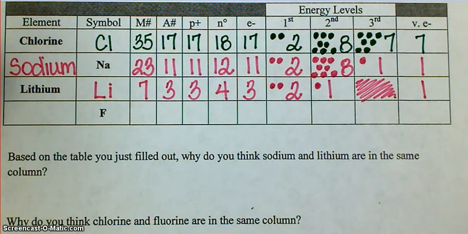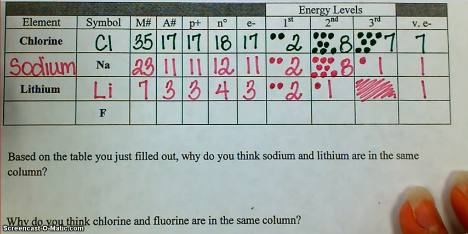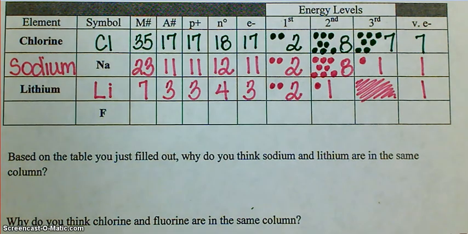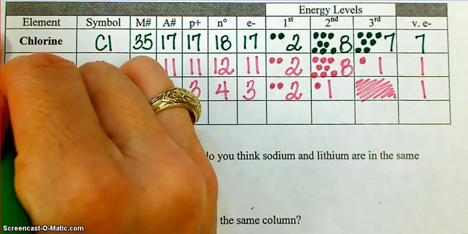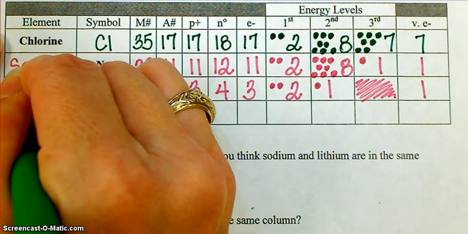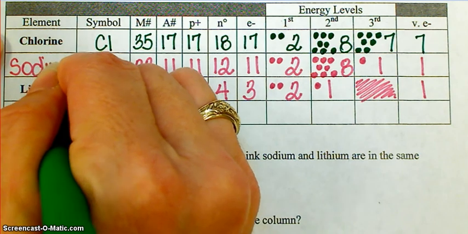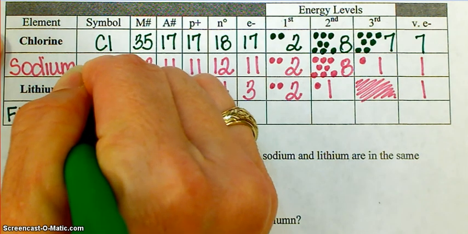Not on this one. Why did I do sodium and lithium in the same color? They have the same number of valence electrons and they are in the same vertical column. What do you think I'm going to do with fluorine? Do it in the same color that chlorine was. Why? They have the same number of valence electrons, as we are about to find out.